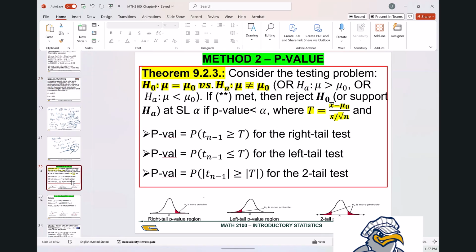And in this case, if condition 2 is met, then we reject H naught as support for HA at significance level alpha if the p-value is less than alpha. And how do you calculate the p-value? For the right-tailed test, your p-value will be equal to the probability of T n-1 greater than or equal to t. The left-tailed test is calculated in a different way, and the two-tailed test in a different way.